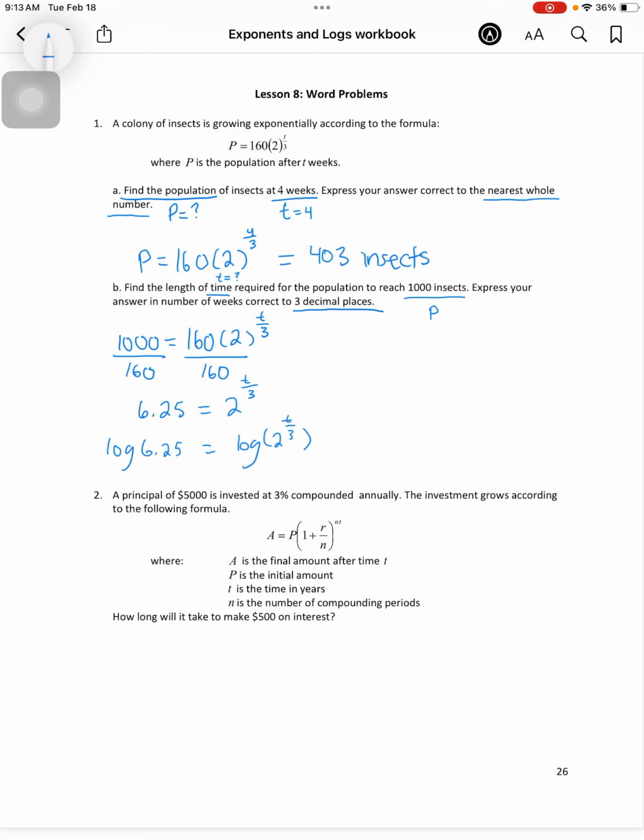And what's our next step? So here, when we have the word log, we can now move our exponent to the front using the power law. So log 6.25 equals t to the power of 3 log 2. And then now we just use, or not yet, we don't use our calculator yet, but we think, what do we do next? We want to get t by itself, so we're going to isolate t.